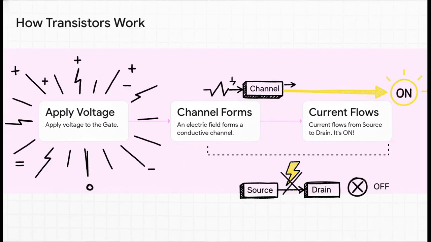So here's how it works. When you apply a tiny bit of voltage to that gate, it creates this electric field that opens up a channel. Suddenly, current can flow from the source to the drain, and bam, that's your on state. We call that a digital 1. Take the voltage away from the gate, the channel closes, the current stops, and you have your off state, a 0. It's that simple, a perfect binary switch.